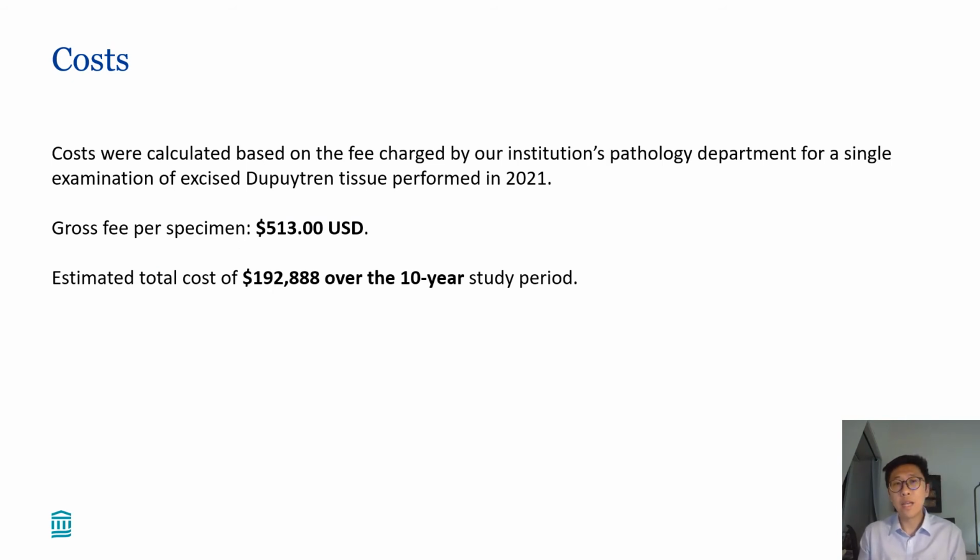The costs we used were calculated based on the fee charged by our institution's pathology department for a single examination of excised Dupuytren tissue performed this year in 2021. The gross fee per specimen was around $513 USD, and the estimated total cost of all the patients in our 10-year study was nearly $200,000.